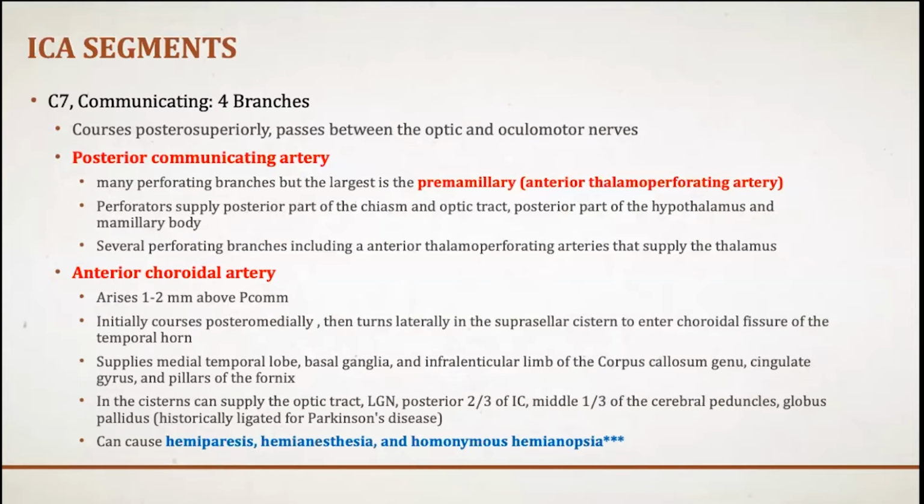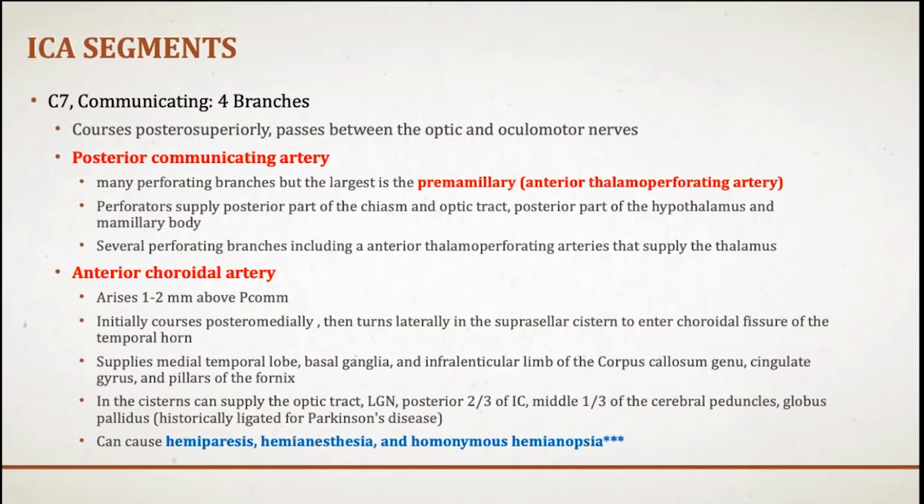And it has several perforating branches that supply the thalamus and other important structures deep in the middle of the brain. And these are very important to provide consciousness. And obviously a PCOM stroke can be devastating in people who have large perforators from this artery.